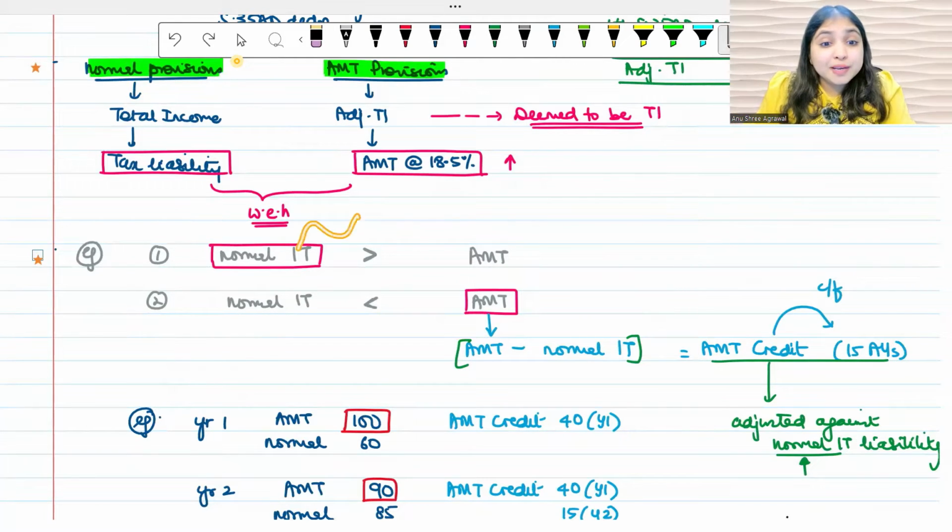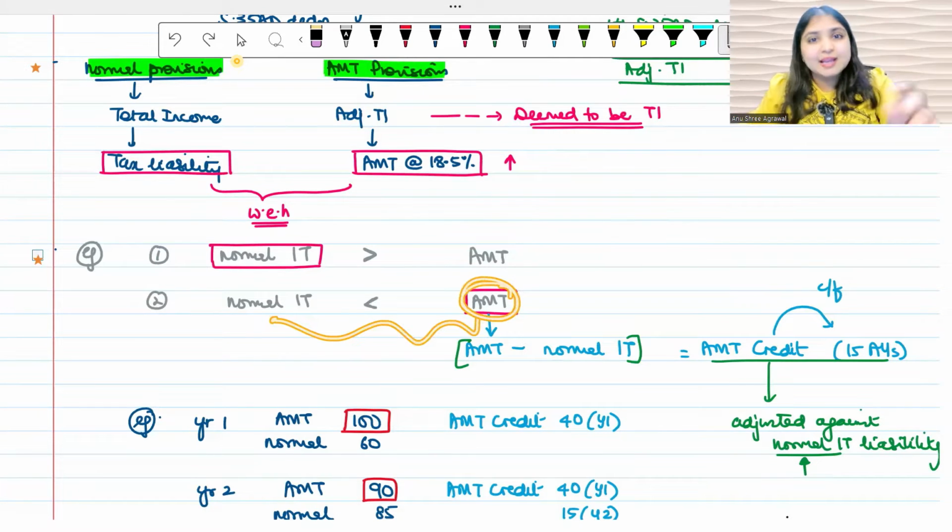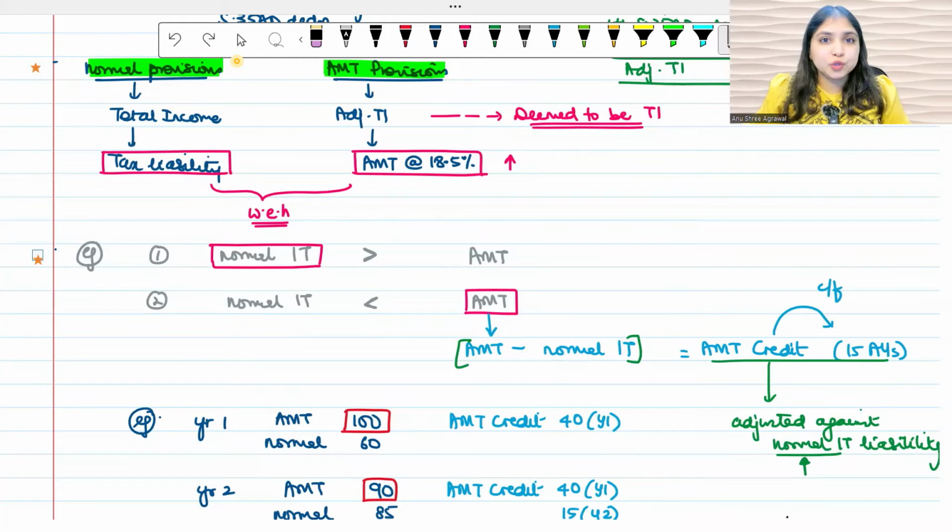See, if normal income tax is more than AMT, there is no credit. The whole story of credit comes into the picture only when AMT is more than normal income tax, only when you're paying AMT. So the difference between these two will become the AMT credit. This will have a life of 15 years.